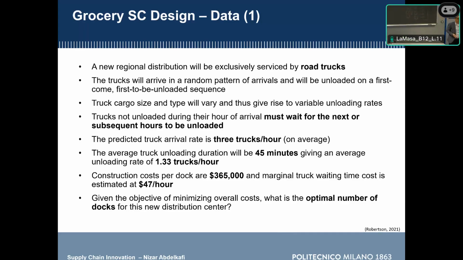The only thing is that when you have a truck that is waiting, of course there will be some penalties. You have to pay some money to the shipper, perhaps, because you are letting the trucks wait. The predicted truck arrival is 3 trucks per hour. This is on average. So how to calculate the average? It will be past data, perhaps from other distribution centers, whatever. So you get the average. The average is equal to 3 trucks per hour.